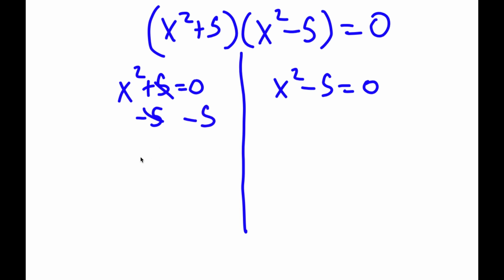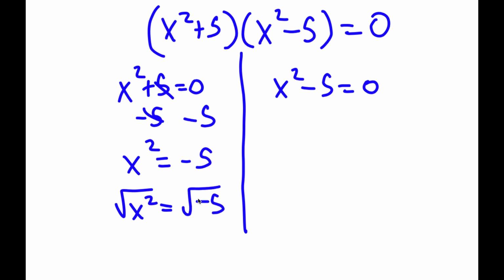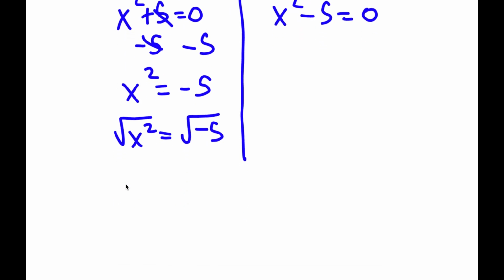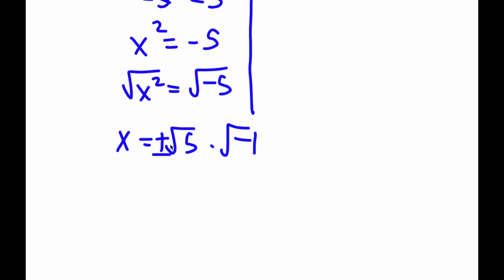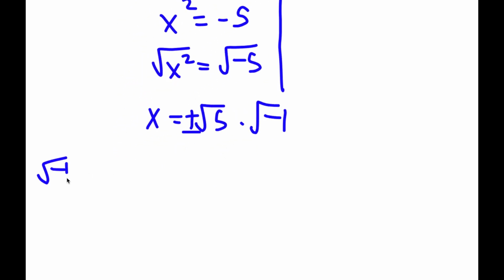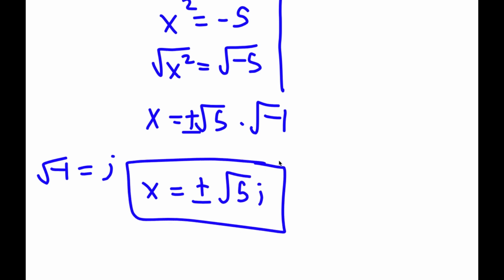So for x squared plus 5 equals 0, all I have to do is simply subtract 5 on both sides. These two cancel out, and I'll be left with x squared is equal to negative 5. Now, I'll take the square root on both sides. So I have the square root of x squared is equal to square root of negative 5. And square root of x squared is x. The square root of negative 5 I can write as the square root of 5 times the square root of negative 1, and it's going to be positive or negative. And if you guys didn't already know, the square root of negative 1 is actually equal to i. So now I have x is equal to positive or negative square root of 5 i. So these are two solutions.